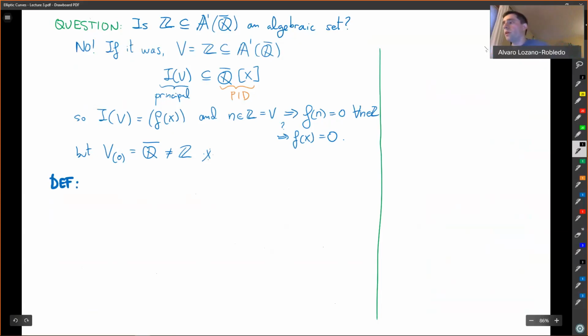So here we go. If we're going to define a projective algebraic set, then what we need is, like before, an ideal. But in this case, the ideal is going to be a homogeneous ideal, which means that the generators of the ideal are homogeneous polynomials.